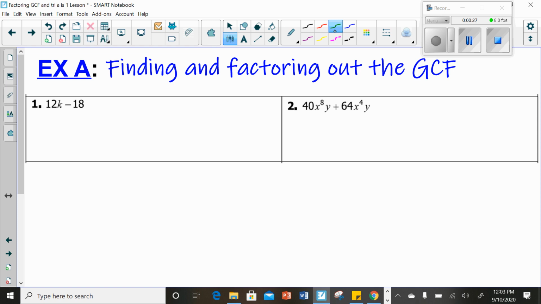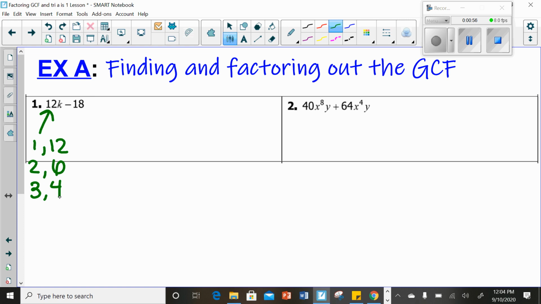So when we look at just our numbers, we want to choose the smallest one to look at. So we're going to look at 12 here on problem number 1. My factors of 12 are 1 and 12, 2 and 6, 3 and 4. Then I want to look at each of those factors and see which ones will divide evenly into 18.